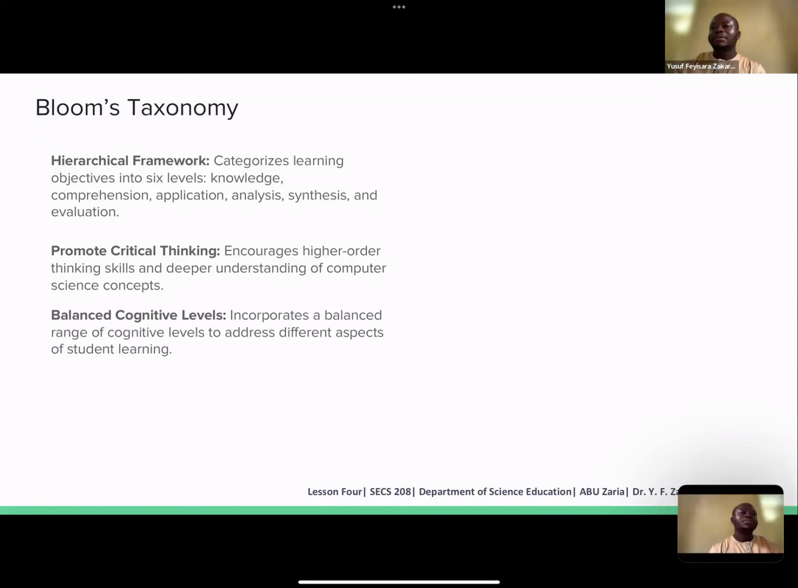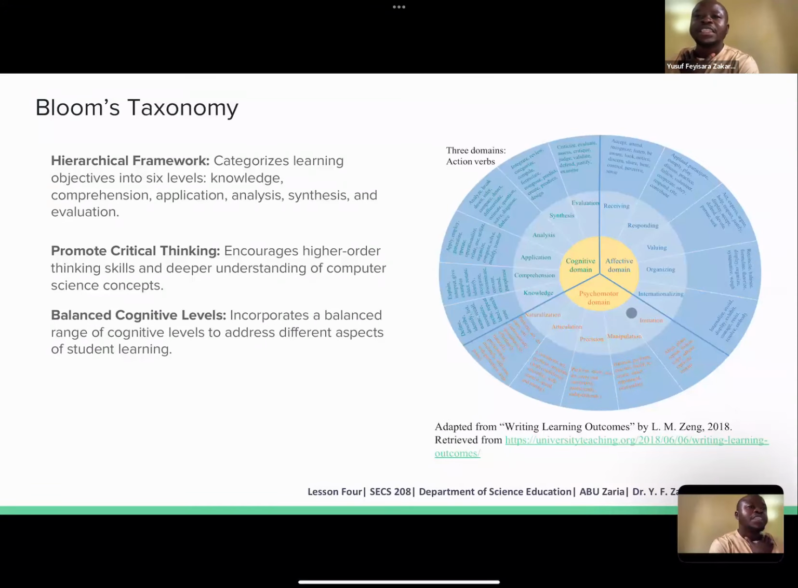So now look at this diagram. I think this will take a while. Let us study this diagram. What you see here is a combination of the knowledge domain with the different levels of this knowledge domain. Look at the cognitive domain that has to do with the brain, the performance and everything. This is where Bloom's taxonomy comes in, where Bloom defines knowledge, comprehension, application, analysis, synthesis, and evaluation under the knowledge domain.